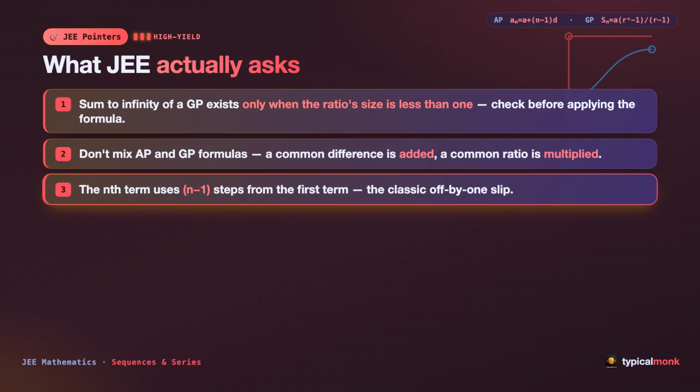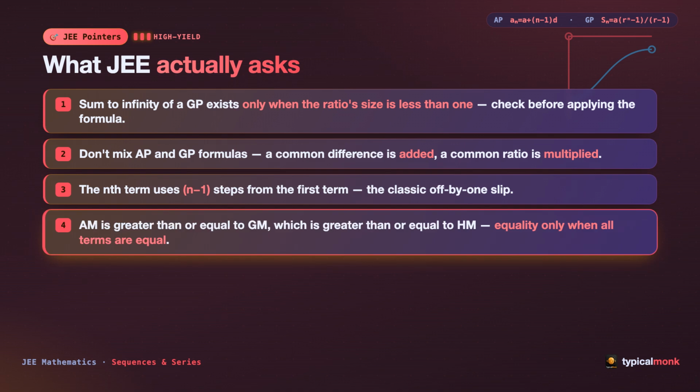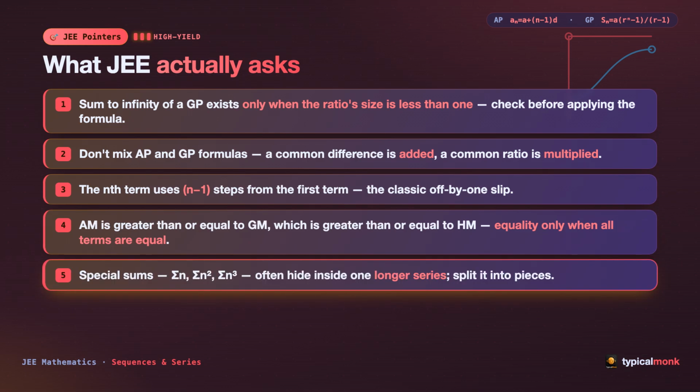3. The nth term formula always uses n-1 steps away from the first term. Forgetting that -1 is the classic off by 1 error. 4. The arithmetic mean is greater than or equal to the geometric mean, which is greater than or equal to the harmonic mean, with equality only when every term is equal. 5. The special sums of n squared and of n cubed often hide inside one longer series, and splitting the series into these pieces is usually the fastest route to the answer.